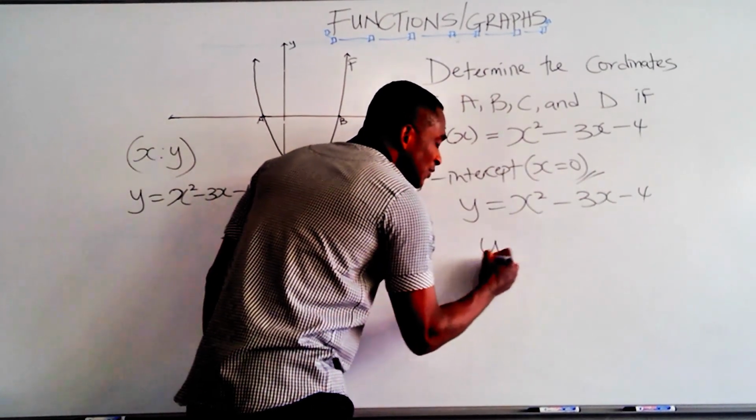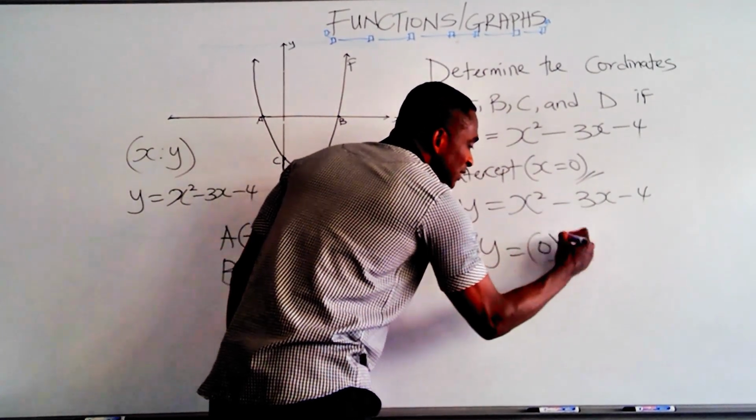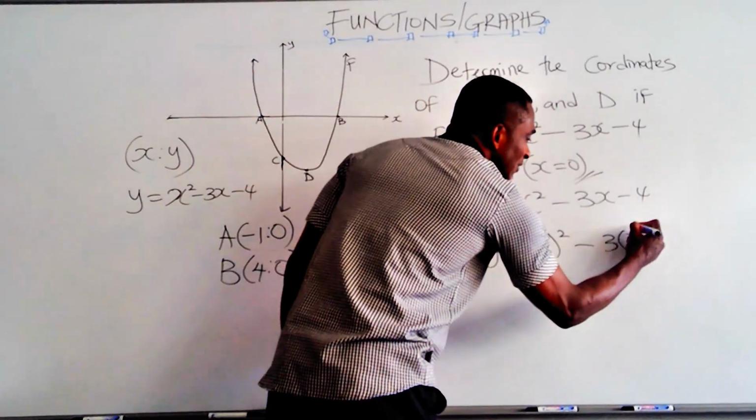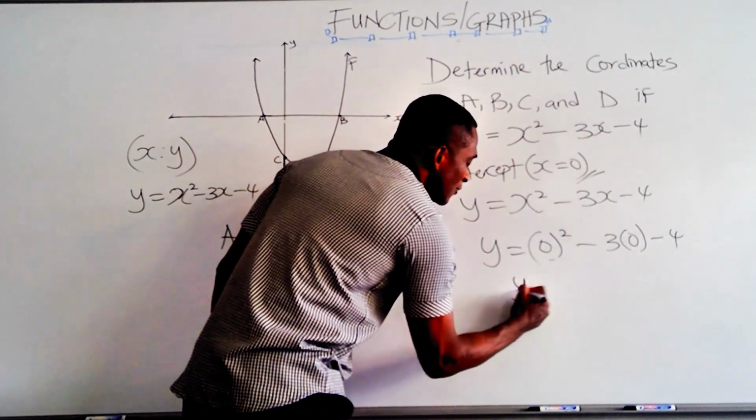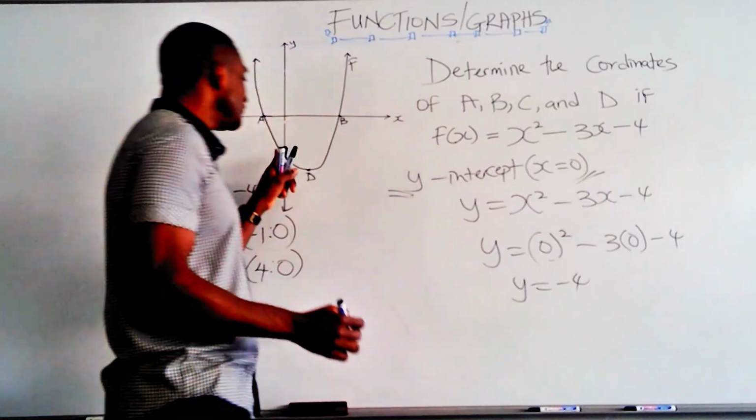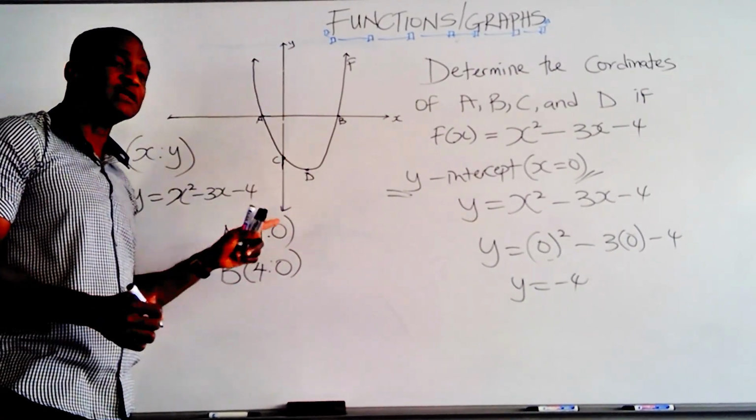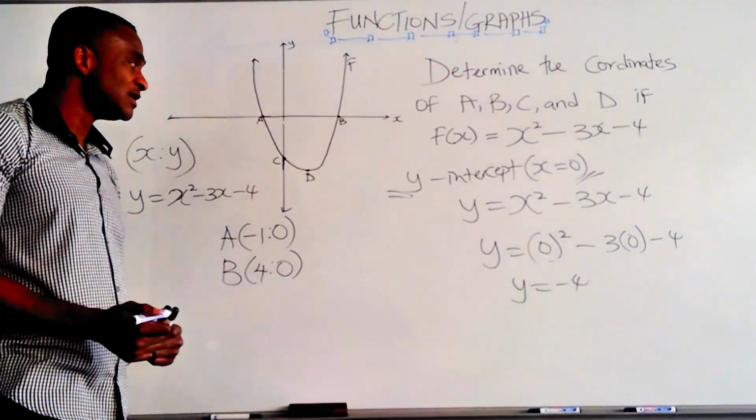So what do we do? This is 0 all squared minus 3 times 0 minus 4. So y will be equal to minus 4. If you check, it falls on the negative part. That's how you know that we are doing the right thing.